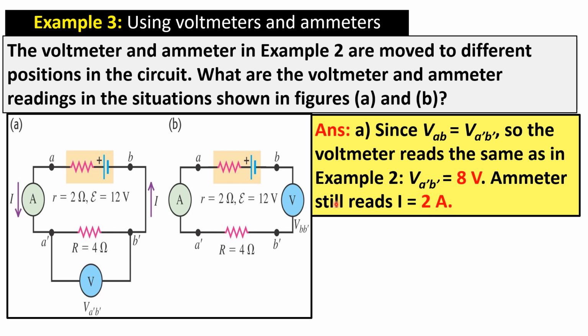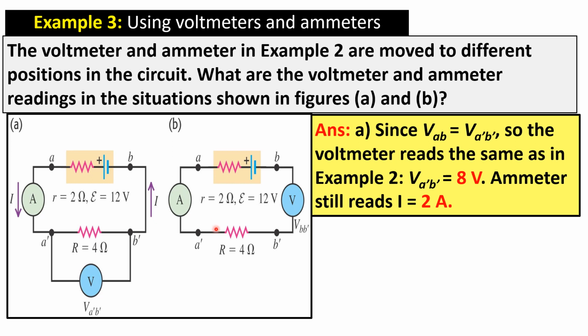It is because the current at any point within this path is the same or constant. So whether you're talking about the current between point B and point B prime, or between A and A prime, the current is just the same, which is 2 amperes.